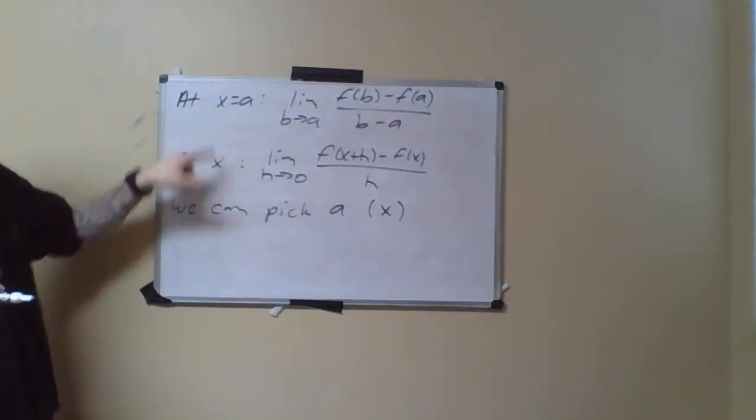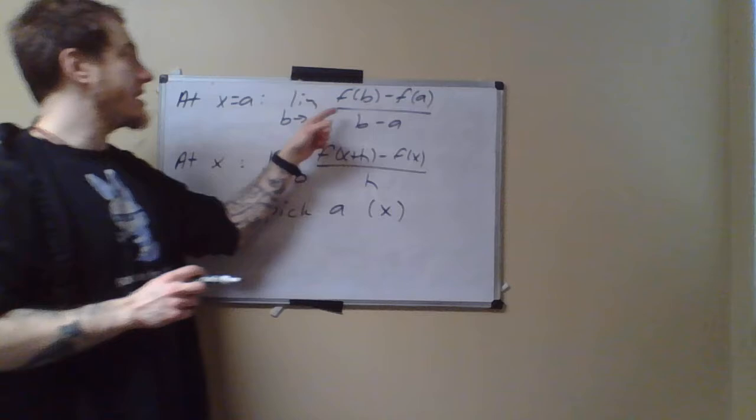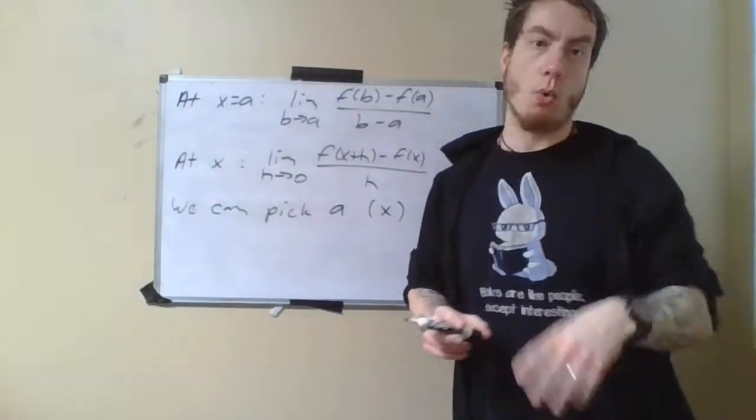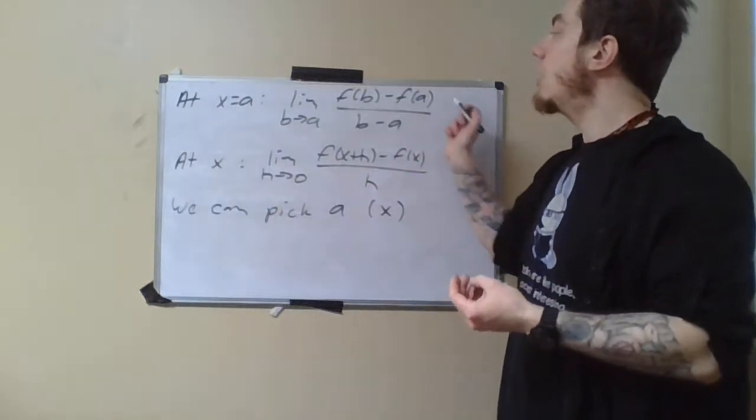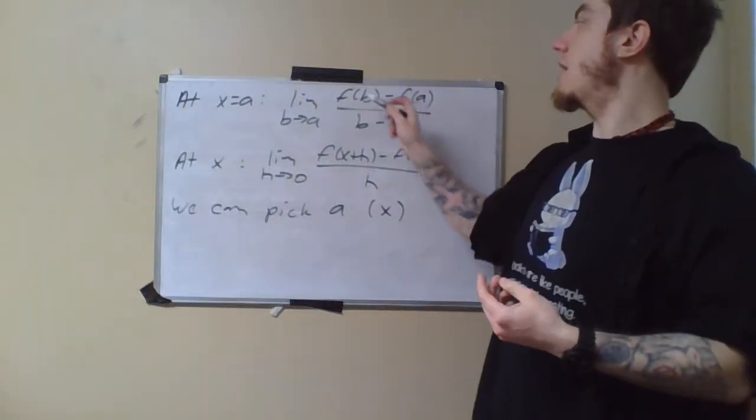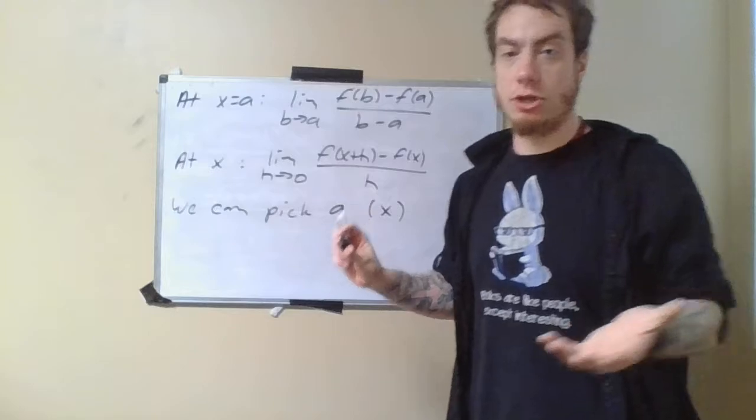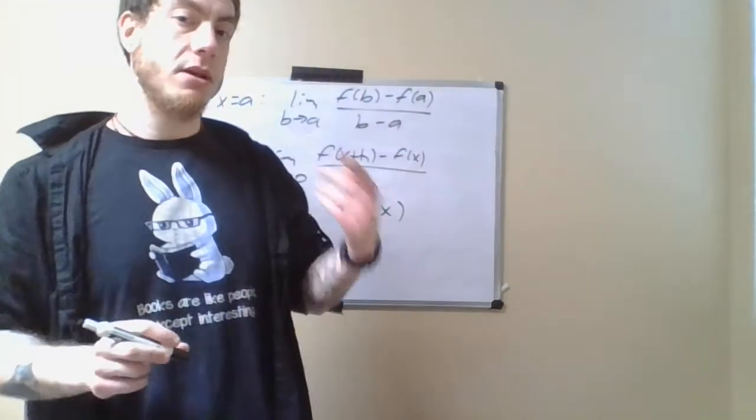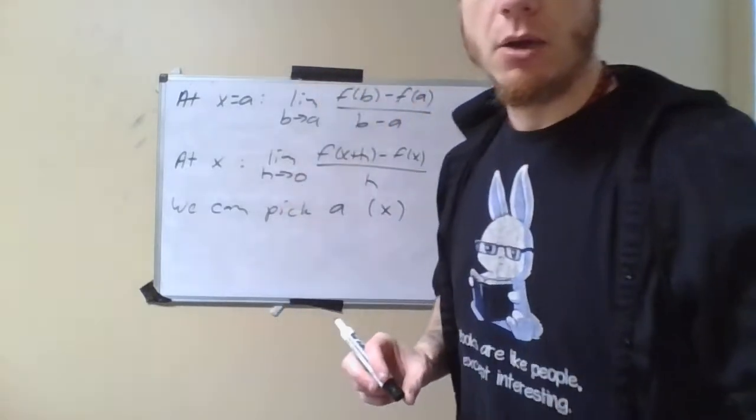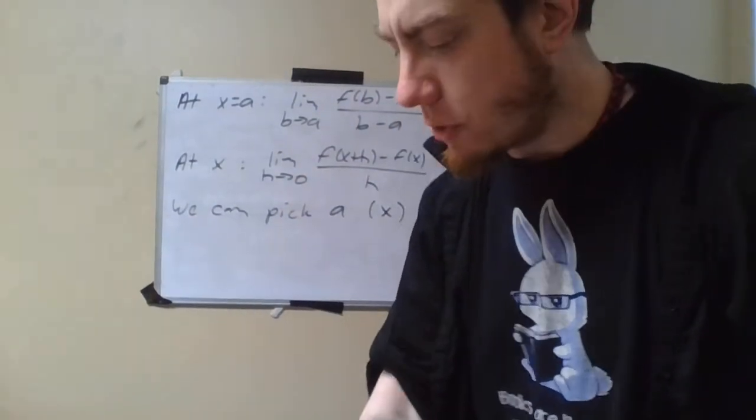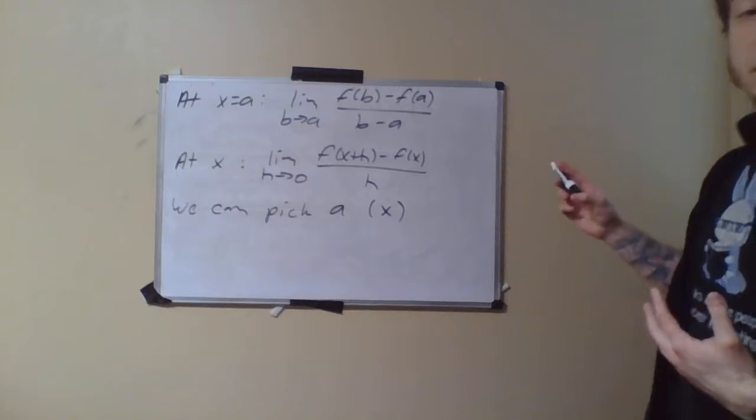We can pick this number, and then this limit gives us back a number, or maybe it gives us back undefined, right? There are certainly examples here where this limit might not converge to anything. But the point is that if it does converge, it gives us back a number. So, in other words, this does define a function.